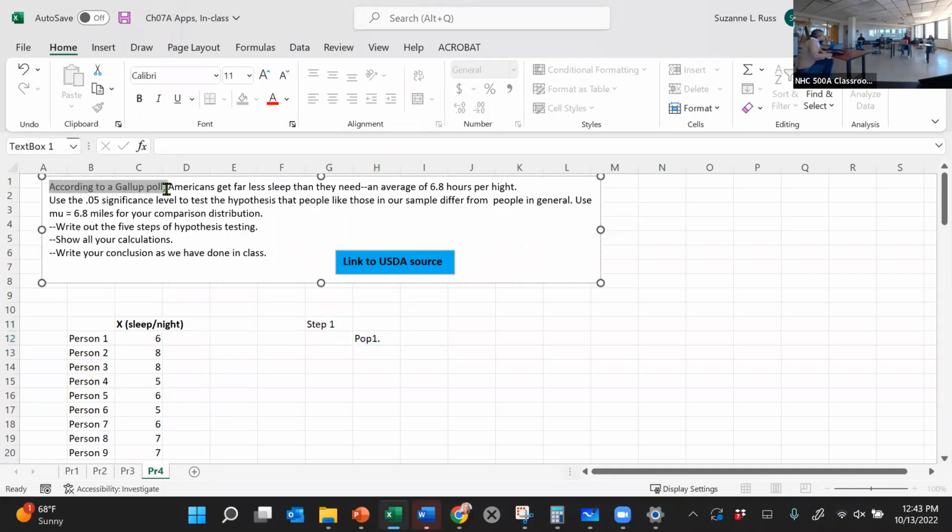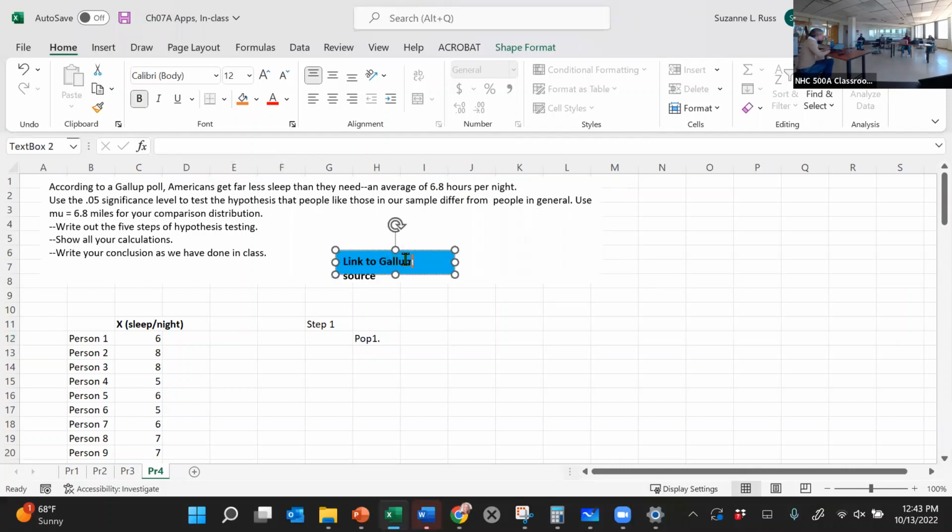According to a Gallup poll, Americans get far less sleep than they need, an average of 6.8 hours per night. And yours is a different problem, but it's also real data. And this is the source. Well, it's the Gallup poll source. I hope I changed it. Doesn't matter. All right, 6.8 hours per night. That's what I found in that Gallup poll, but they didn't give me standard deviation.